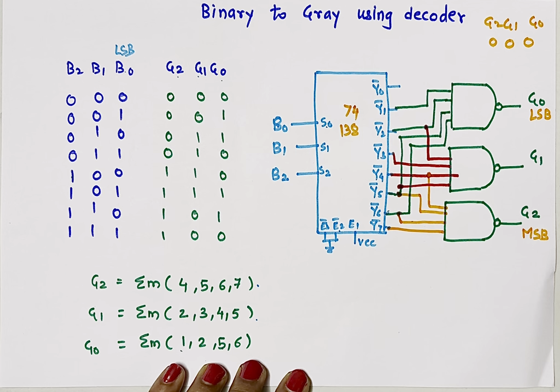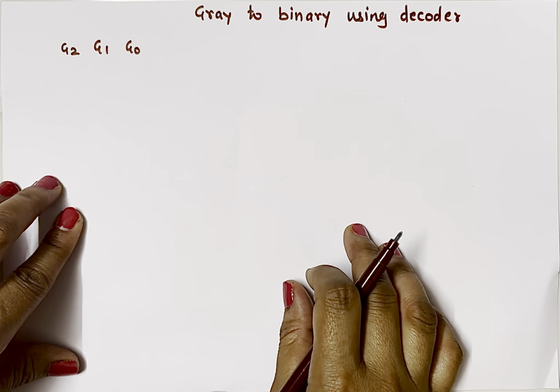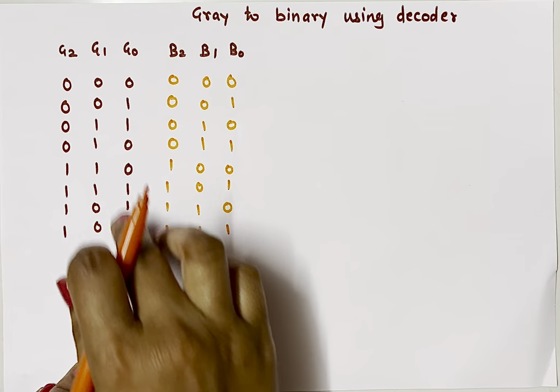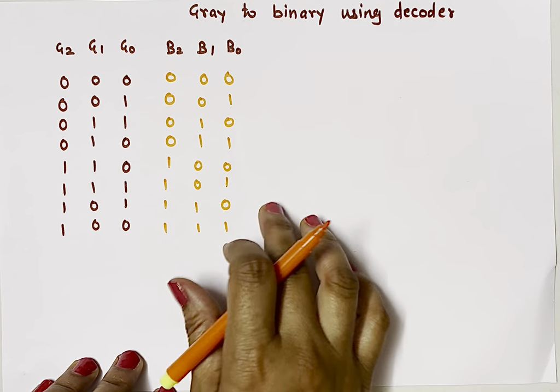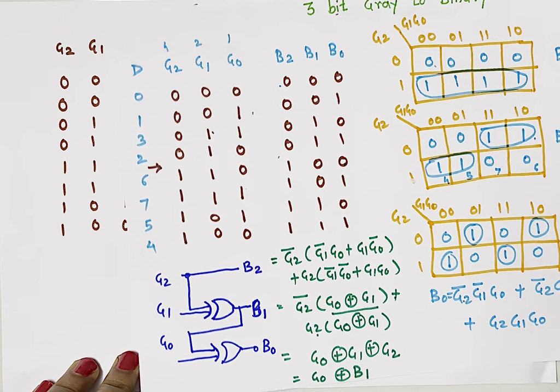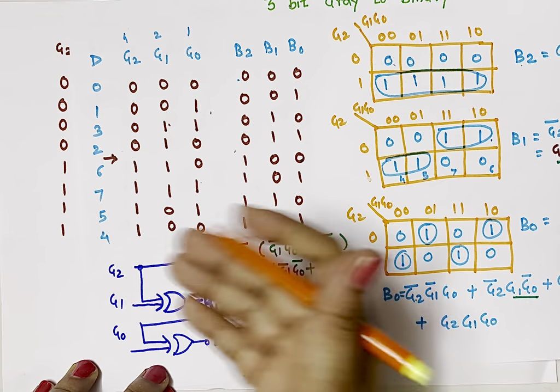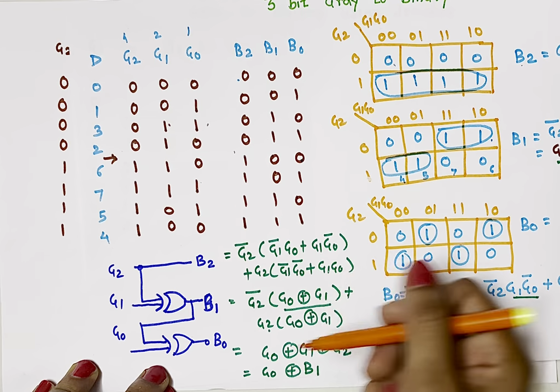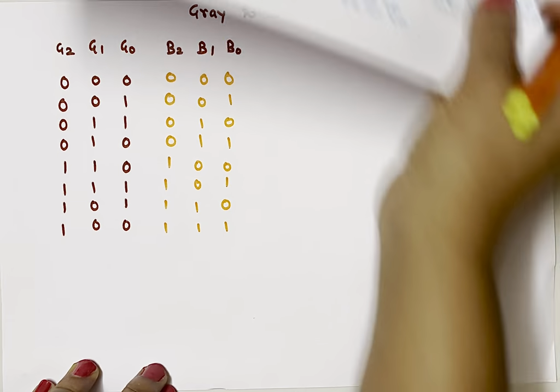Now let's see gray to binary code. So let's write gray code first. So these are gray codes. These are equivalent binary codes. I have already implemented it. So I have already explained how binary codes came from gray codes and how these equations came.